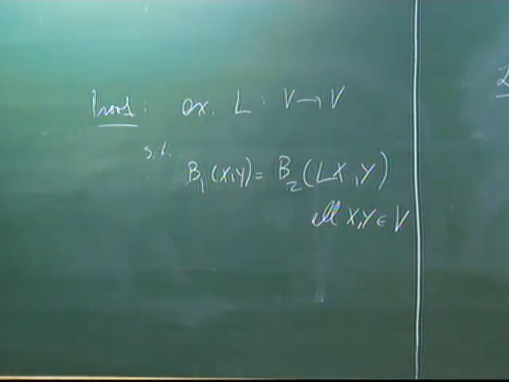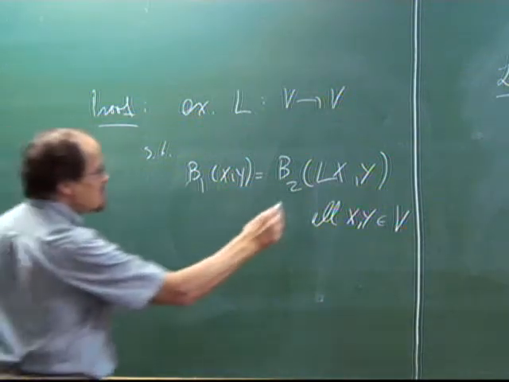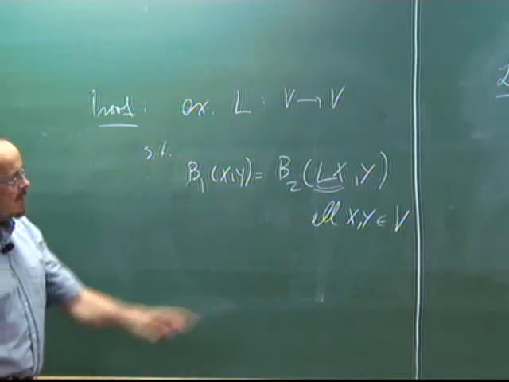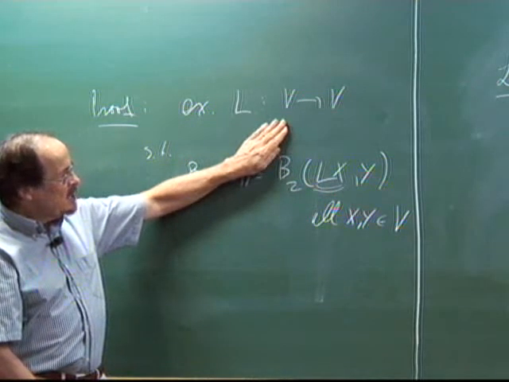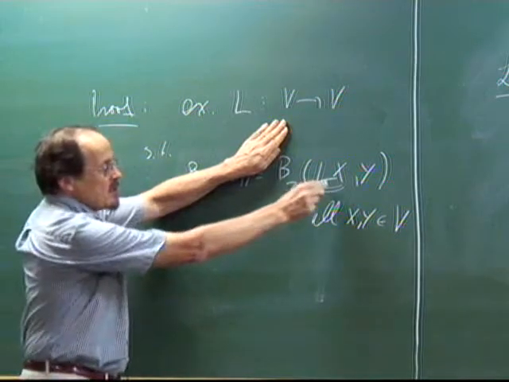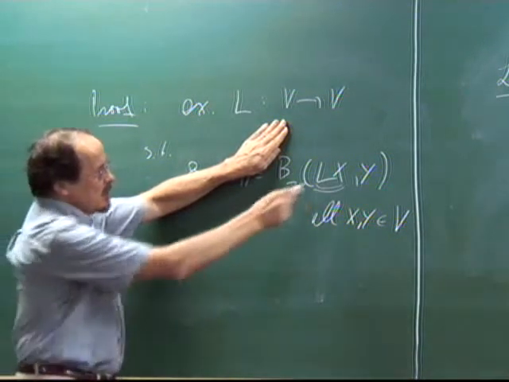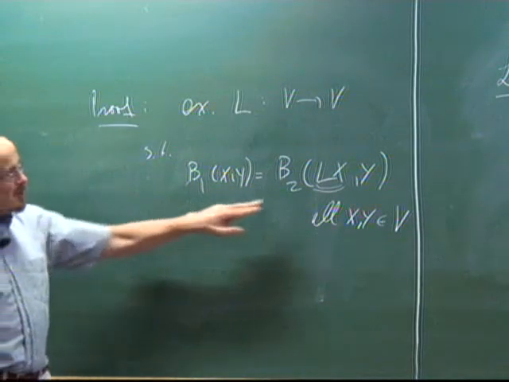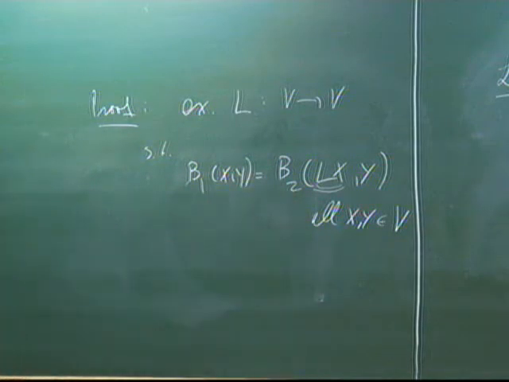Right, so how do I see this? I want to define Lx. So I have x given, I want to define Lx. I can define that by taking the inner product with any y, because B2 is non-degenerate. That will determine this argument here. So I can declare the inner product simply to be B1 of x, y. Here I don't need non-degenerate B1, only non-degenerate B2 to do that.